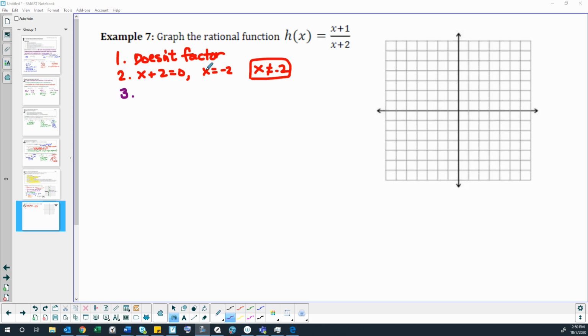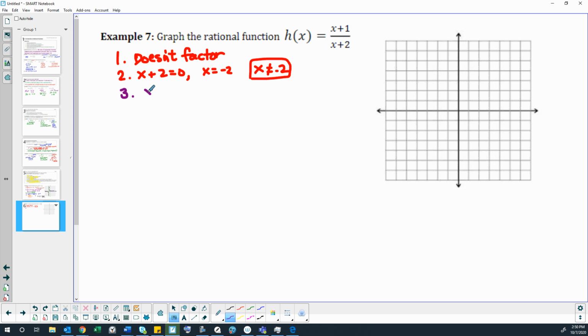Step 2, find the domain. So we take the denominator, set it equal to 0, and that's what the x value of the domain cannot be. So x cannot equal -2, because if we plugged in a -2, we would be dividing by 0. Okay, step 3, we're going to do our x-intercepts.